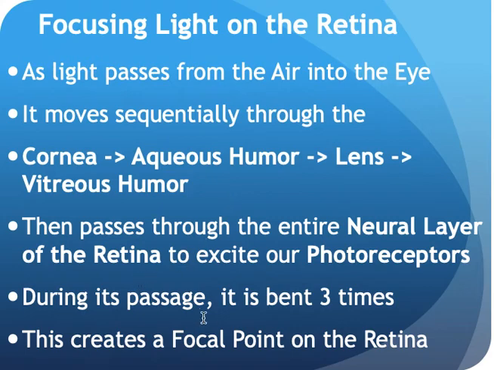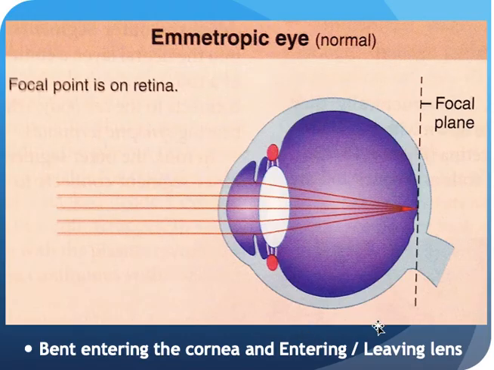During its passage, it's going to be bent 3 times, and this is going to create a focal point on our retina. This is a picture of the light coming in the eye, and again, it's going to get bent a couple times, and I'm trying to focus it on the back of the retina. So it's bent entering the cornea, and then it's bent again entering and leaving the lens. The goal is to create this little focal point.